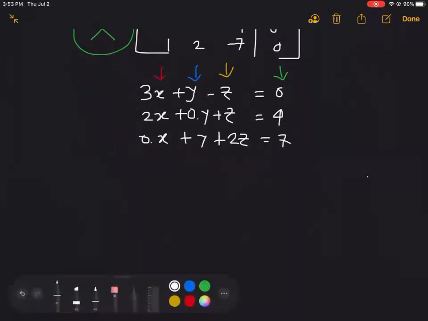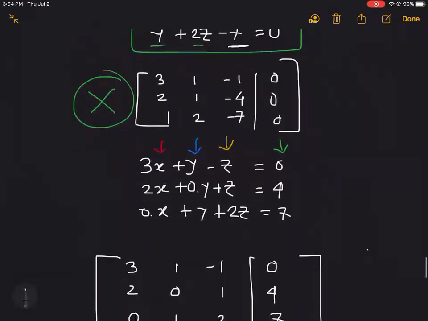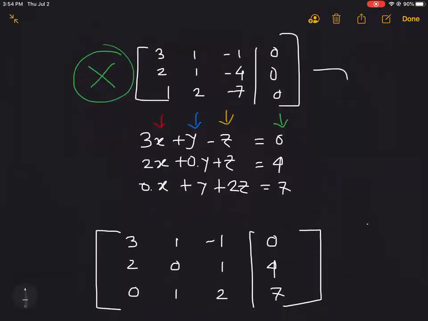Let's do that. That's your matrix form. So we'll just take the coefficients, so 3, 1, -1, and the constant term, 2, 0, 1, and the constant term, 0, 1, 2, and the constant term. So clearly you can see it's different, and of course it's the right one.